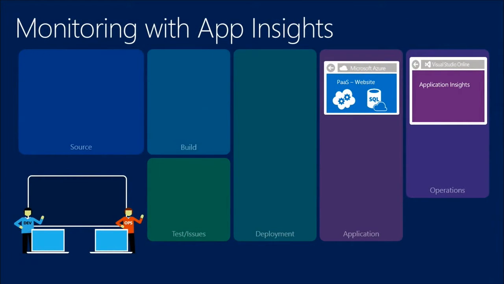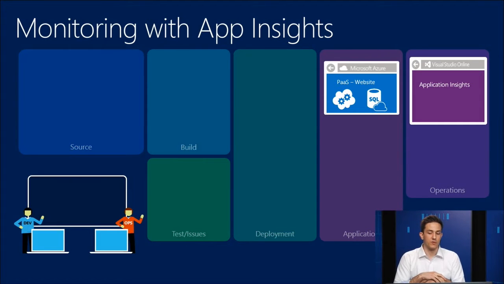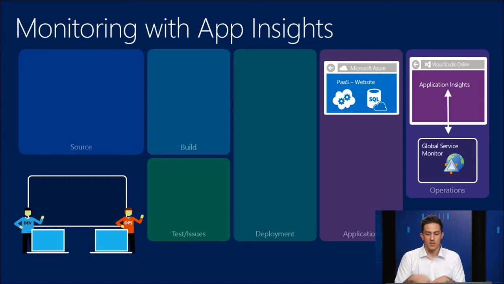So here's the kind of demo that I'm going to show you in just one second. On the right-hand side, we've got Visual Studio Online, and within Visual Studio Online, we have the Application Insights product, which is currently in preview. It automatically has an integration with Global Service Monitor. That's just there by default; you don't even have to do any configuration. It's already enabled. I wanted to list it separately because I want you to know that it is a service that's out there in Microsoft Azure.